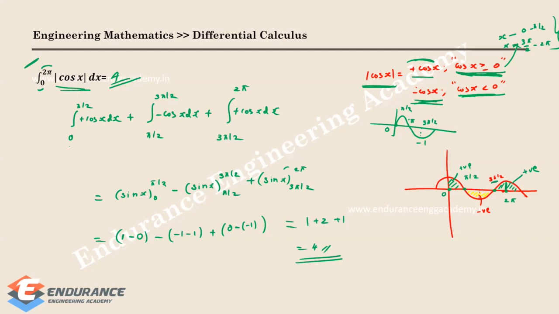So when the limits are 0 to pi by 2, my modulus of cos x will be plus cos x. And when my limits are 3 pi by 2 to 2 pi, my modulus of cos x will be plus cos x. For the other range, between pi by 2 and 3 pi by 2, my modulus of cos x will be minus cos x, because it is below the x-axis. Since cos x is negative, the modulus of cos will be minus cos. So in place of modulus of cos, I'm substituting minus cos x.